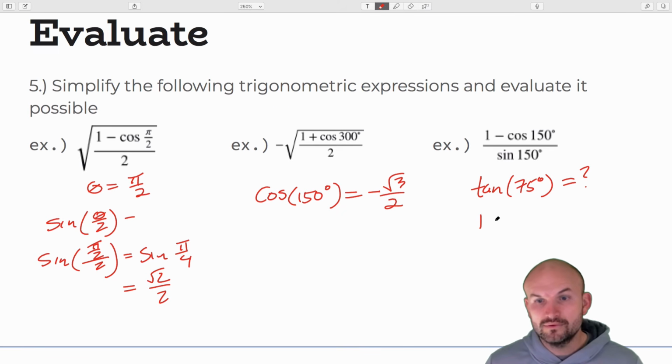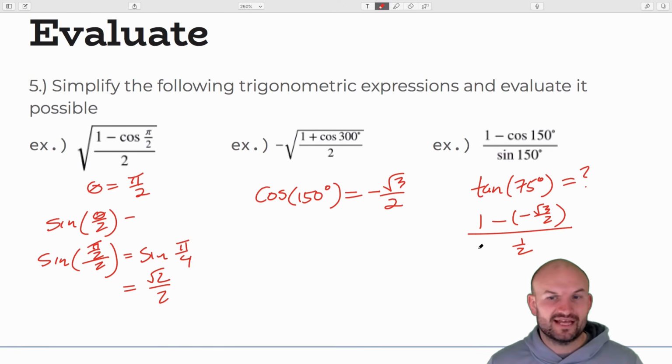So we know the cosine of 150 degrees. I just did that right there, right? So that's going to be a negative square root of 3 over 2 divided by the sine, which is 1/2. Now, again, if I needed to evaluate this, I could just multiply by 2 on the top and the bottom.